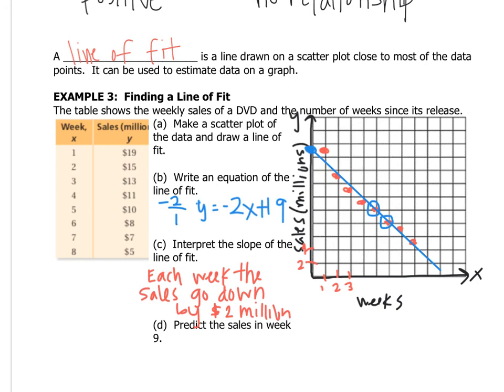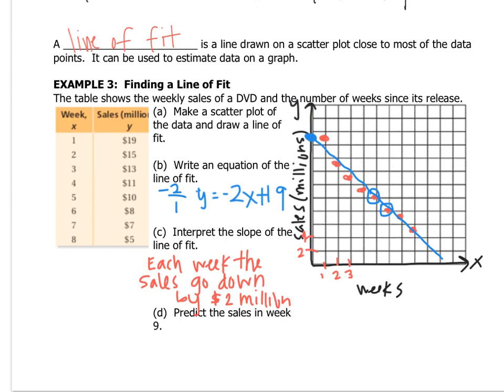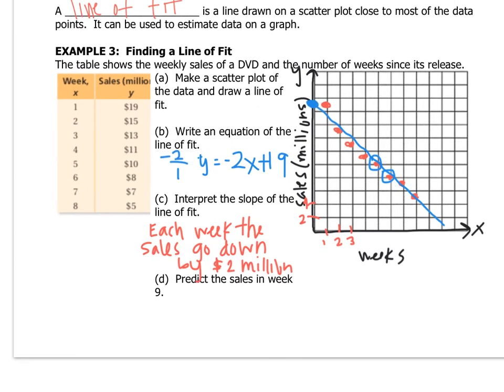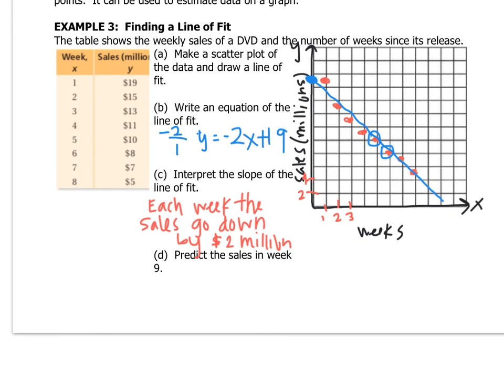The last thing that you do with the line of fit is you use it to predict. So let's predict what it would be in week 9. We're going to use our formula, right? So y equals negative 2 times 9 plus 19. That gives me negative 18 plus 19. So I'm predicting about 1 million.